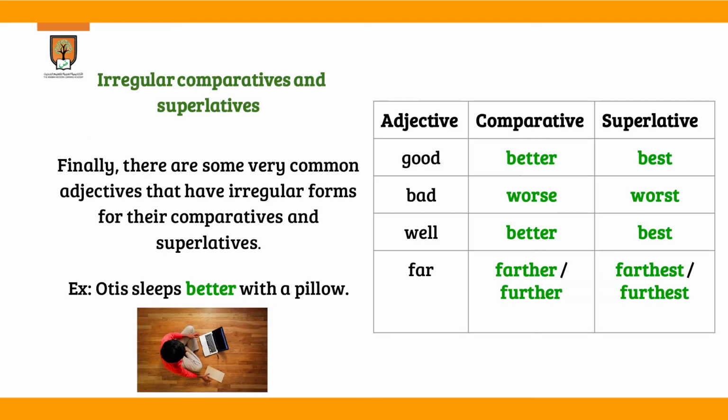Irregular comparatives and superlatives. There are some very common adjectives that have irregular forms for their comparatives and superlatives. For example, I sleep better with a pillow. We have adjectives like good, bad, well, and far. The comparative for the adjective good is better, and the superlative for it is best. The adjective bad, the comparative for it is worse, and the superlative is worst. The adjective well, the comparative is better, and the superlative is best. And last, the adjective far. The comparative is farther or further, and the superlative is farthest or furthest.